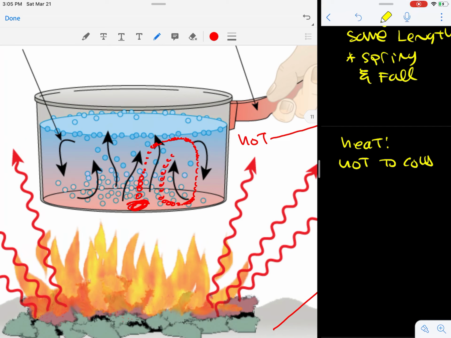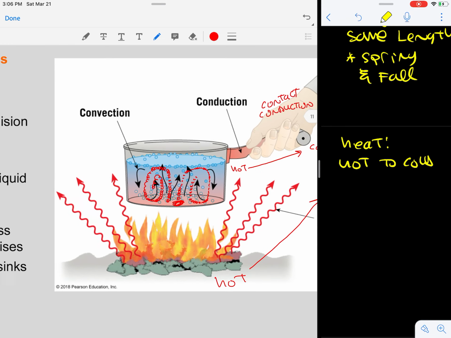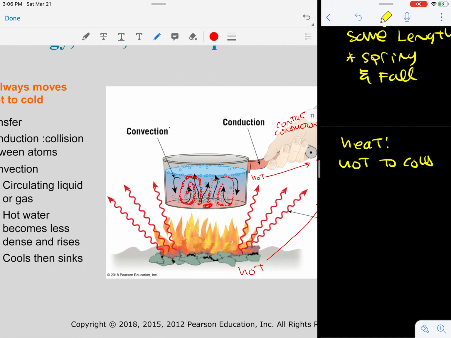Same thing happens with water. The hot water, the bubbles, they heat up and they rise. As they rise, they cool down. And as they cool down, they sink. And as they sink, they get heated up again. And as they get heated up again, they rise, and then the cycle repeats. So this idea of convection we're going to talk about again in the next couple of chapters. So convection just has to do with circulating fluid.